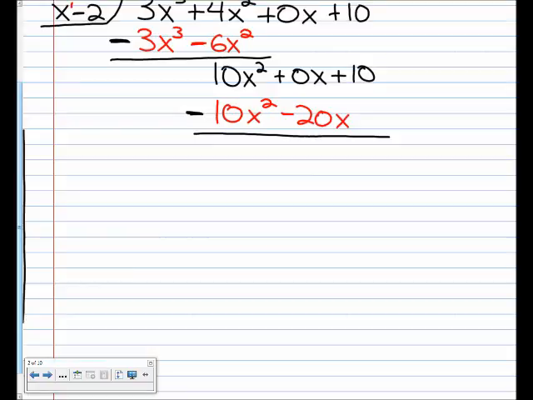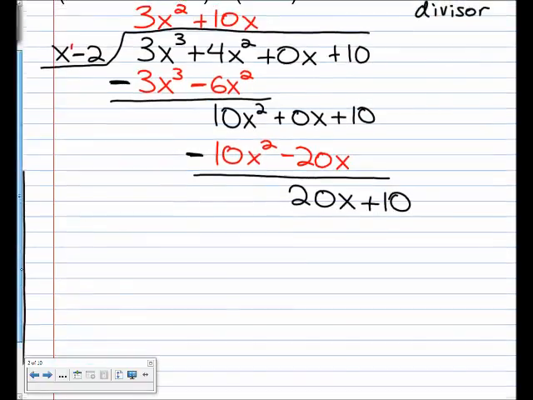What's 0 minus negative 20? So the same idea as last time. Minus and negative is really just addition. So this is 20x. What do I need to bring down? The 10. All right. Almost done. We're almost there.